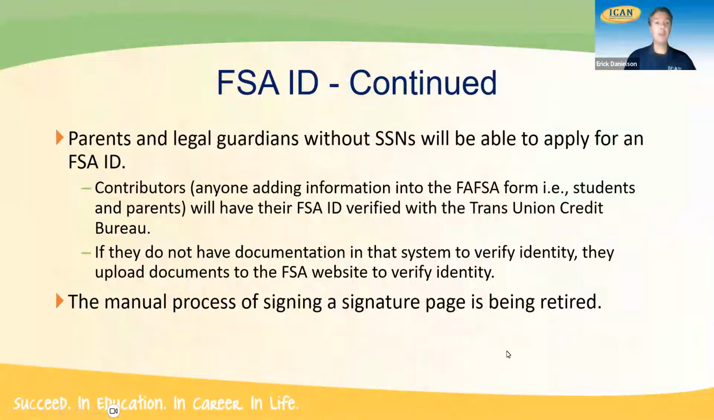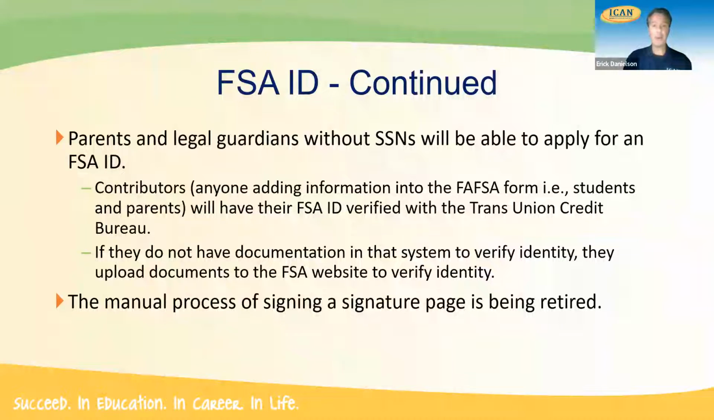Something else I wanted to mention with the parents and legal guardians without Social Security numbers, there is going to be a way that they can apply. The contributors will have their FSA ID verified with TransUnion Credit Bureau. If they don't have documentation to be able to do that, then they'll be able to upload documents into the FSA ID website here, studentaid.gov, to verify identity. But that is not available as of yet.